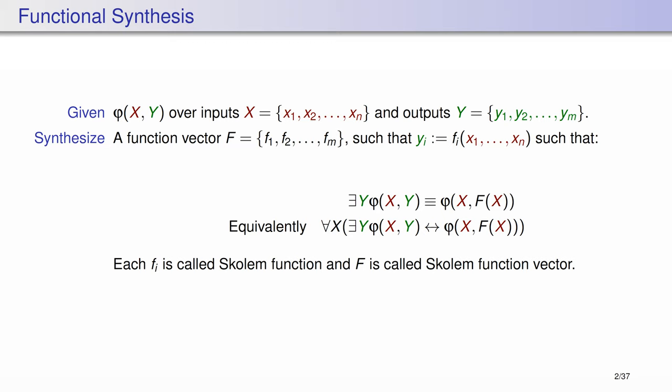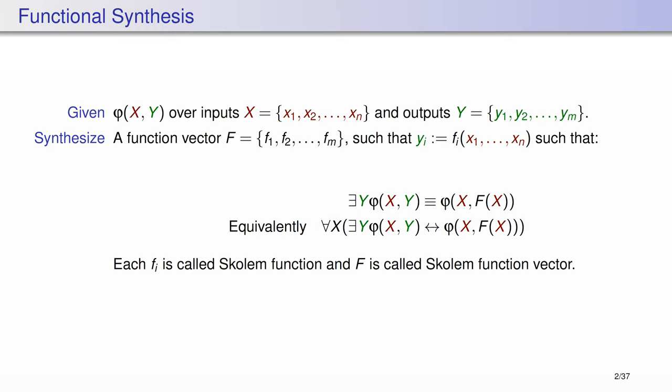And what does it mean that this function should implement the specification? It means that whenever, for some X, there exists a Y so that the specification can be satisfied, then, if you substitute Y with the function, that would also satisfy the specification. So for every input, if it is possible to satisfy the specification, the function must satisfy it. I'm looking for some function that can ensure that the specification between input and output is satisfied.